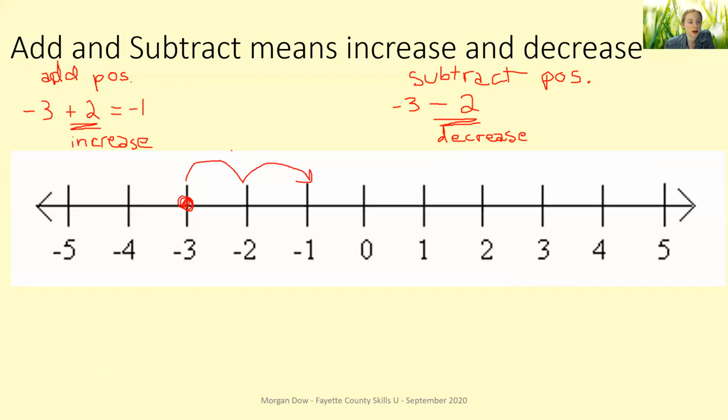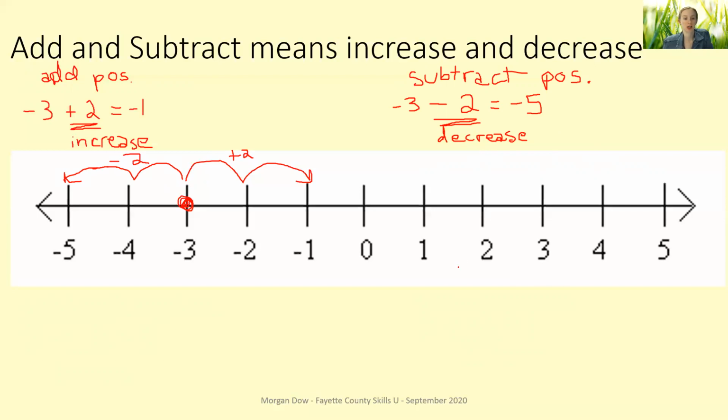So instead of going up 2 spaces, instead of increasing 2 spaces, I'm going to decrease 1, 2 spaces. I'm going to decrease 2 spaces to land at -5. Okay, so even though we had a negative starting point this time instead of a positive starting point, the actions that we took were the same. When we added a positive number, we increased, and when we subtracted a positive number, we decreased.